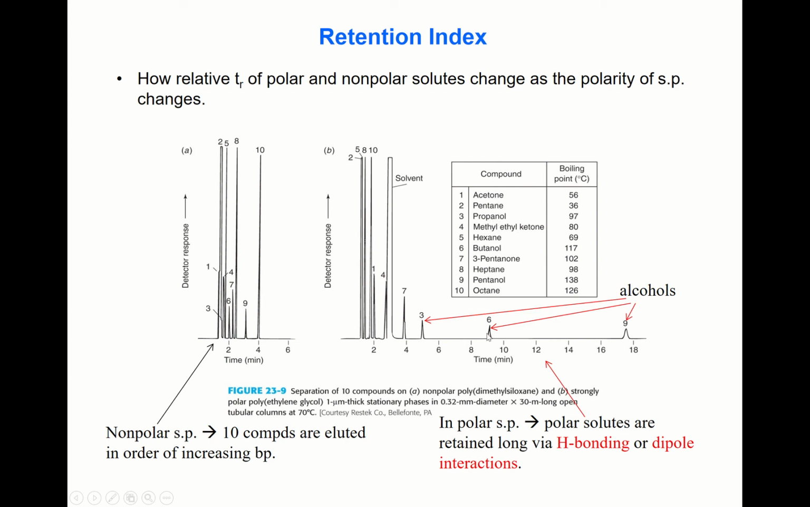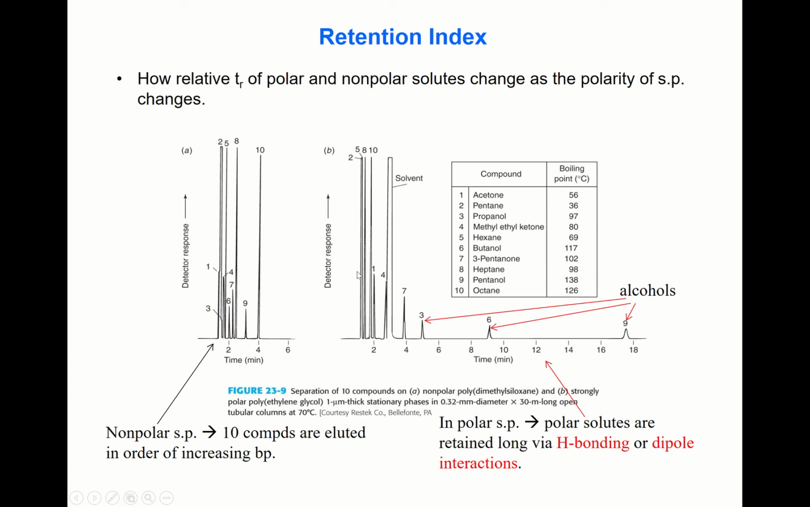And 6 is butanol, right? Butanol is also very polar, and its size is bigger than propanol, so it is retained a longer time in the stationary phase. And then finally 9, pentanol.